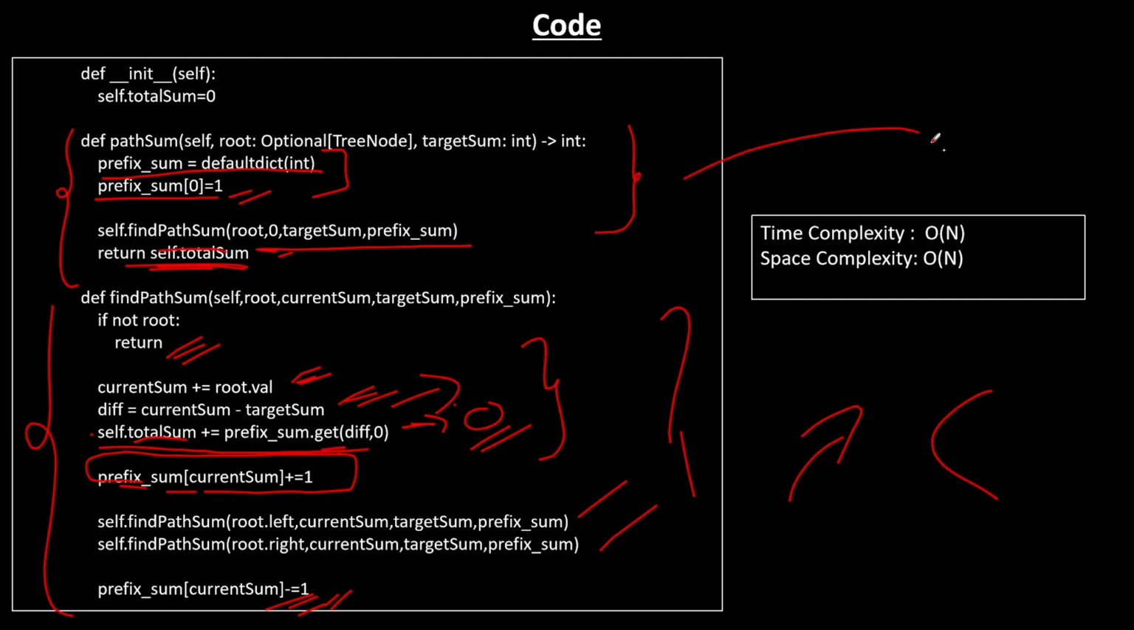Now, the total time complexity comes out to be O of n in this case because we are just traversing the complete tree only one time. Fine. And space complexity is O of n because we are using a dictionary and we are storing at most O of n values in it. That's why. I hope you understood the code explanation. Now let's move to the next slide.